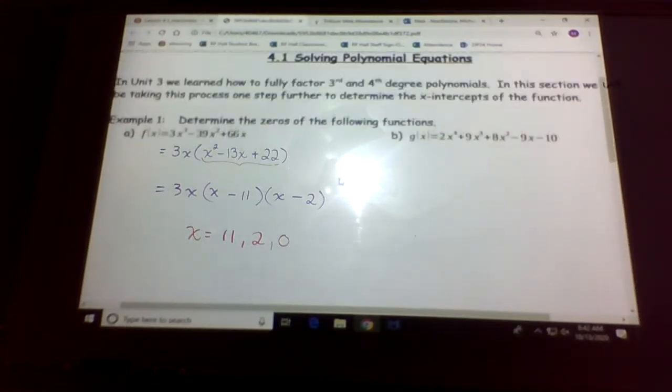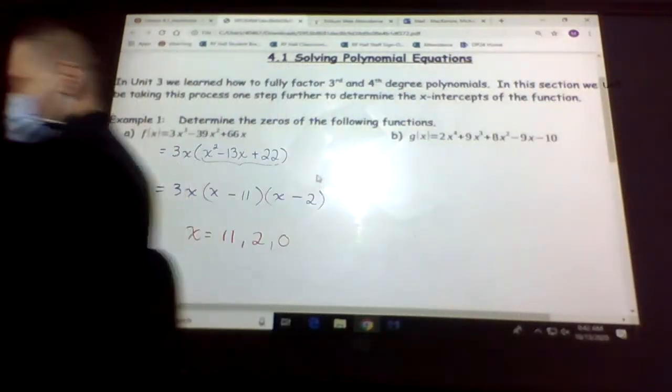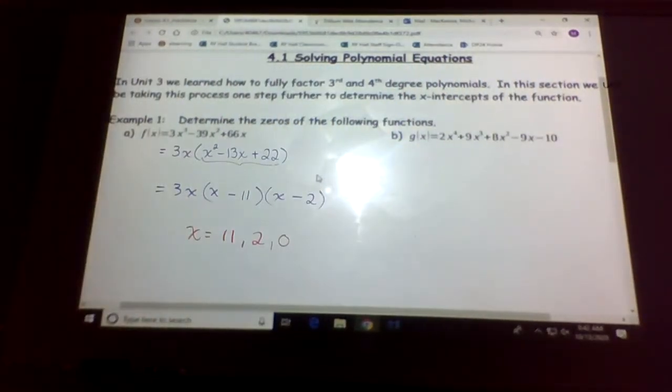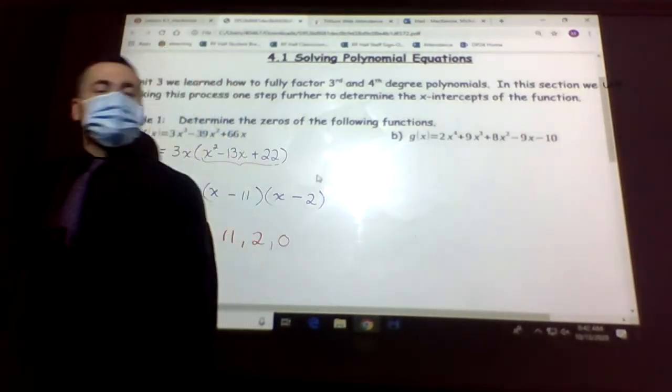Okay, so I'm going to do one using long division, and I'll do one using synthetic. This one I'll do with long division, because on a test I will ask you to do both synthetic and long division, so make sure you know both. So let's do long division first.